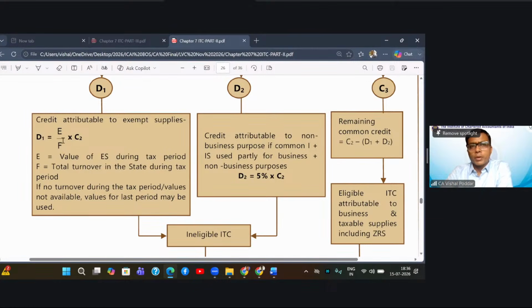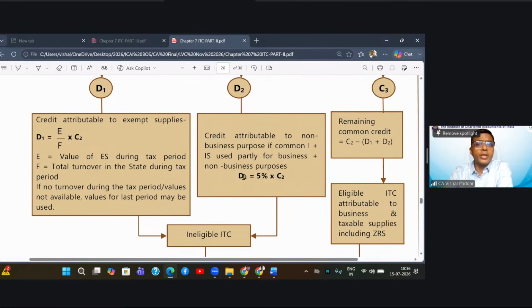Now, when you do this proportionate to the common credit, I'm sure you understand mathematically what you will get: the amount of ITC out of common, that proportion of ITC which is attributable only to exempt. So if we find this figure, which is D1, again, this is not going to be eligible for ITC. So out of common, D1 represents the proportionate ITC which is attributable to exempt supplies.